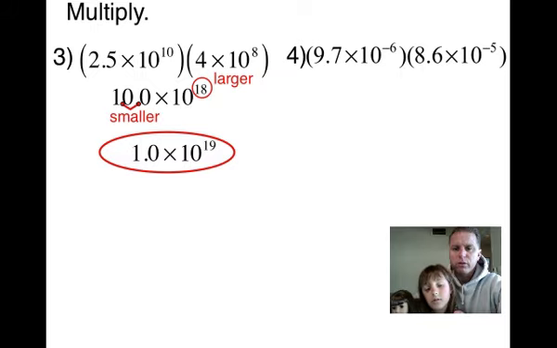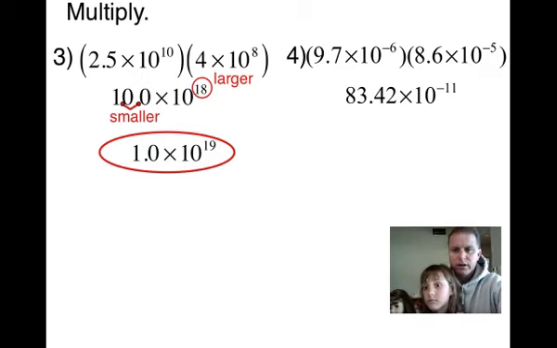Okay, number 4. So what are we going to multiply? I'm going to multiply 9.7 and 8.6. Yeah, and this is where if you wanted to use a calculator, I wouldn't mind too much because it's a little bit of work, but not too much. You should be able to do it. And if you multiply that out, you're going to get 80. You could just write it out on paper. Yeah, absolutely. So we have 83.42 times 10 to the negative 11th.